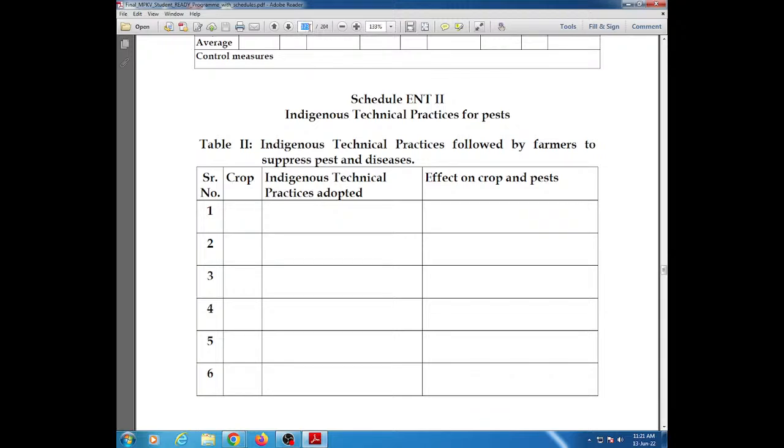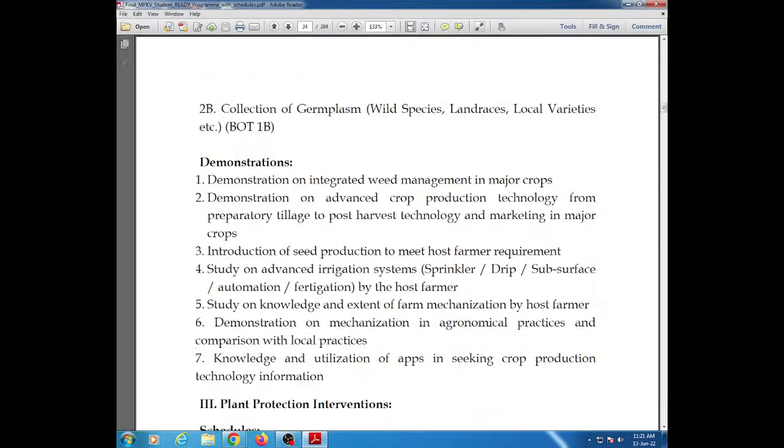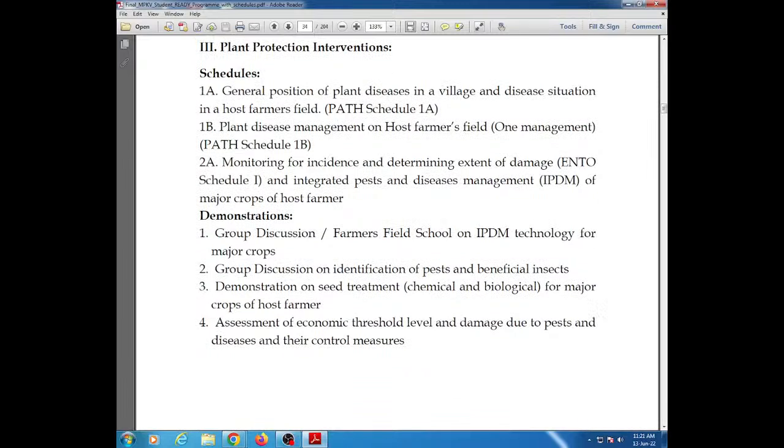So I hope you understood regarding the schedules of entomology in the plant protection intervention. Now regarding the demonstrations in plant protection intervention. In plant protection intervention you have two subjects, agricultural entomology and plant pathology.